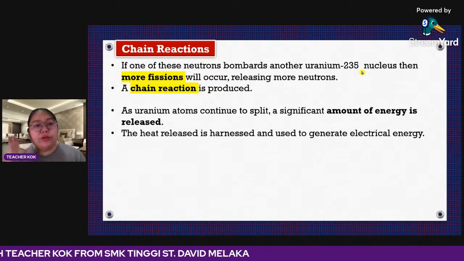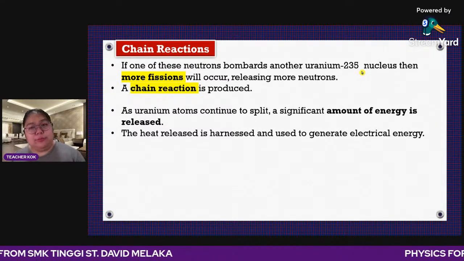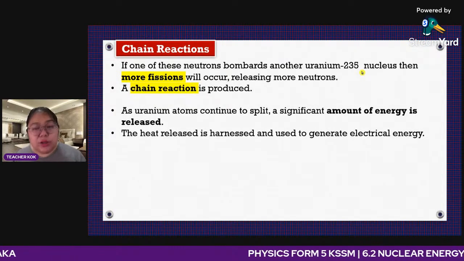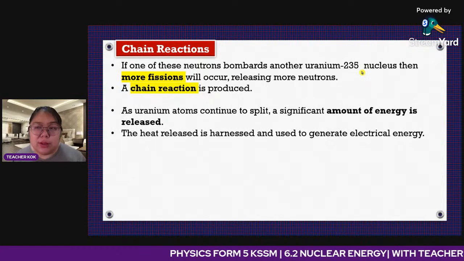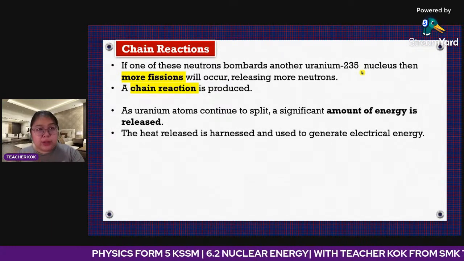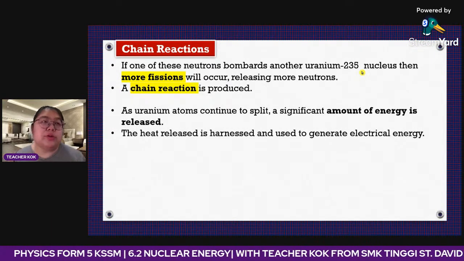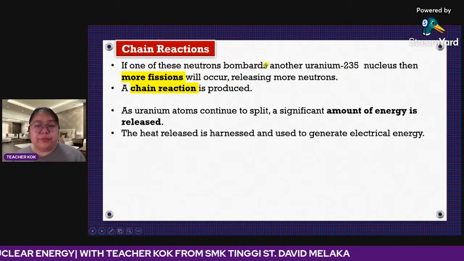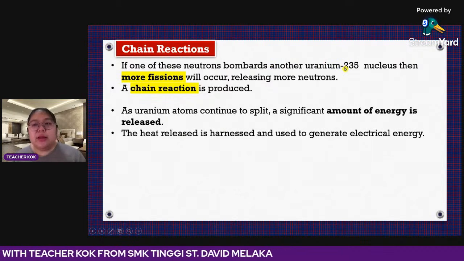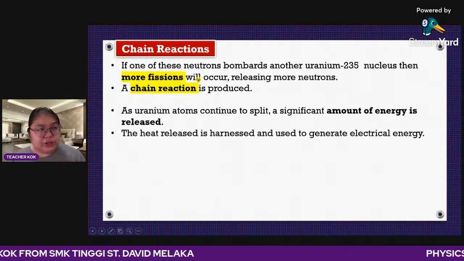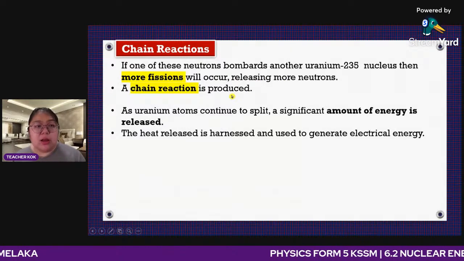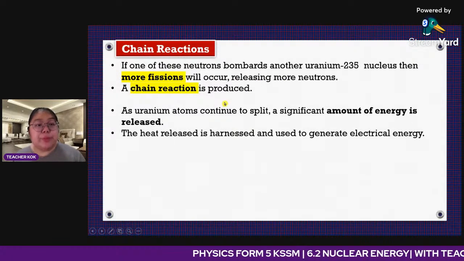So if these 3 neutrons continue to bombard the unstable nucleus, what do you think happened? The energy will be repeated and repeated. So from here, another uranium they hit, then the nucleus, then more fission will occur, releasing more neutrons. So a chain reaction is produced.